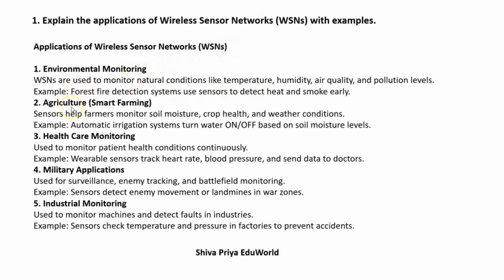In agriculture also we use wireless sensor networks. In smart farming, sensors help farmers monitor soil moisture, crop health and weather conditions as well. This is how exactly it is helpful to farmers. For example, an automatic irrigation system turns water on or off based on the soil moisture level. Clear? This is how exactly it will work.